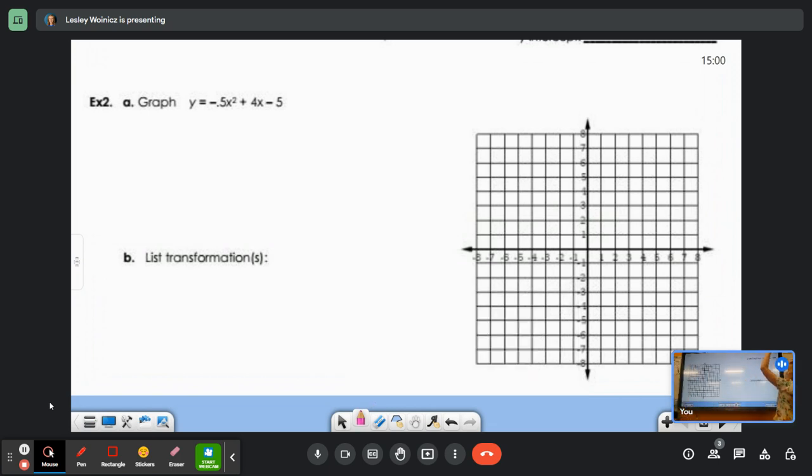Okay, so A is the coefficient for our quadratic term. So what is our A here? Negative 0.5. Good. Okay, what is the B? 4. And the C is negative 5. So the first thing we need is H. We can find that using our little formula, negative B over 2A.